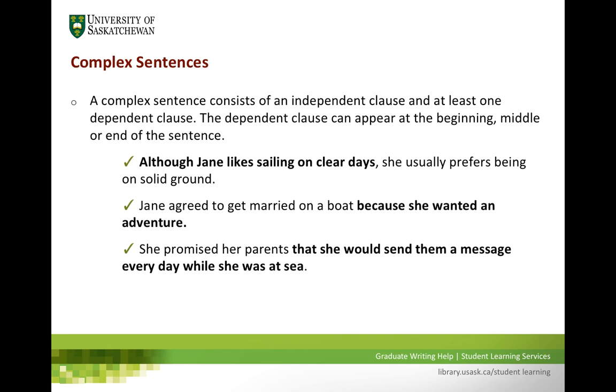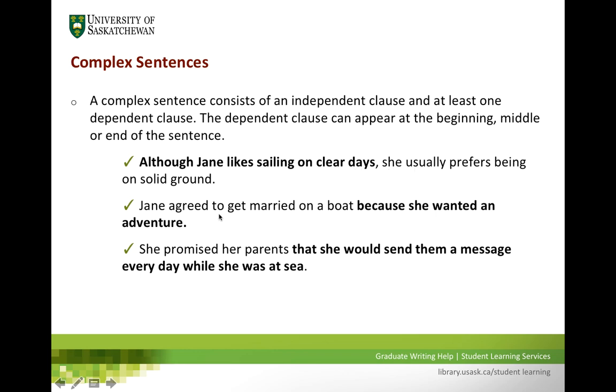So what about complex sentences? What's a complex sentence? Well, it's a sentence that consists of an independent clause and at least one dependent clause. So in fact, what we've just been looking at, these are complex sentences. And a dependent clause can appear at the beginning, middle, or end of the sentence. So let's look at these examples. Although Jane likes sailing on clear days, she usually prefers being on solid ground. So your dependent clause here is although Jane likes sailing on clear days, joined to your independent clause.